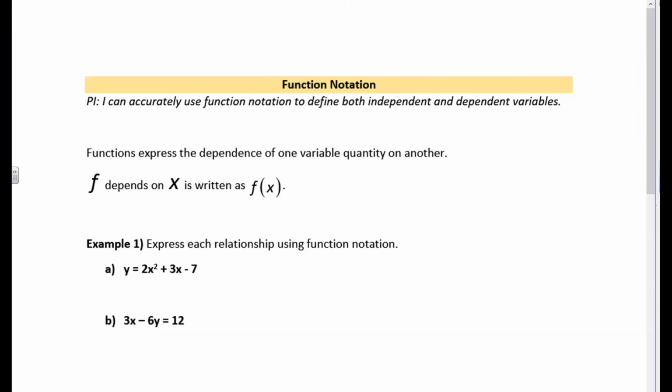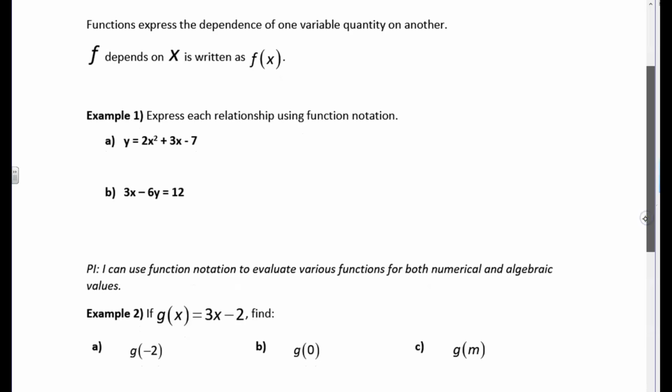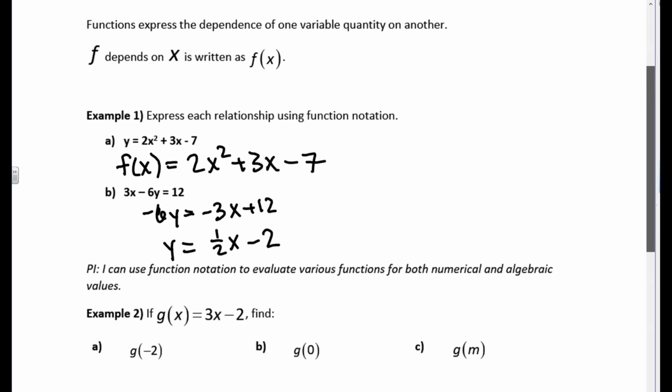So let's now talk about function notation. Functions express the dependence of one variable quantity on another. F depends on x is written as f of x. So just rewriting things in function notation is usually pretty much as easy as solving for y, then replacing the y with f of x. So for example, this guy would be f of x equals 2x squared plus 3x minus 7. On B down here, I'm first going to solve for y, which when I solve, I get y equals -1/2 x minus 2.